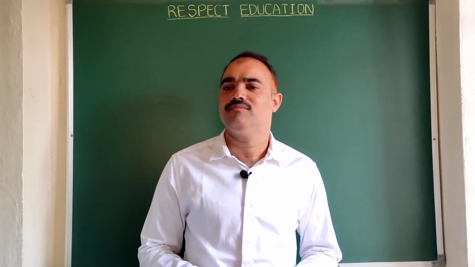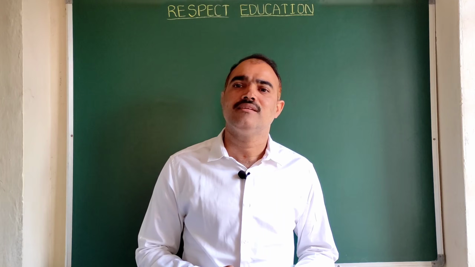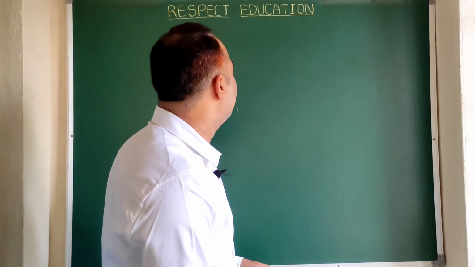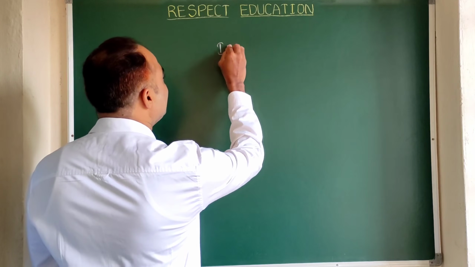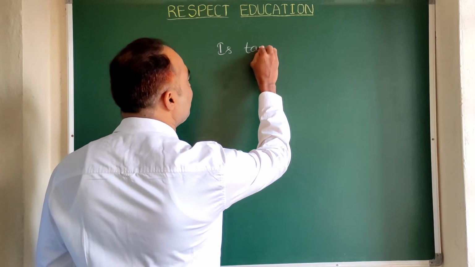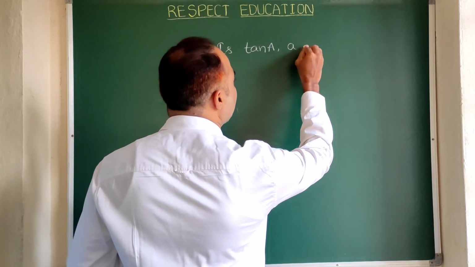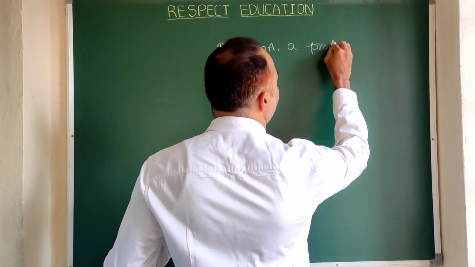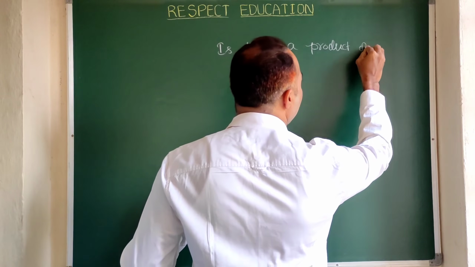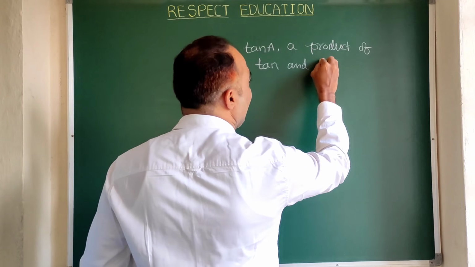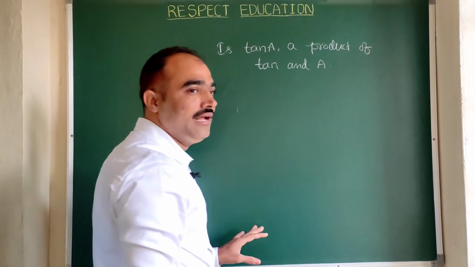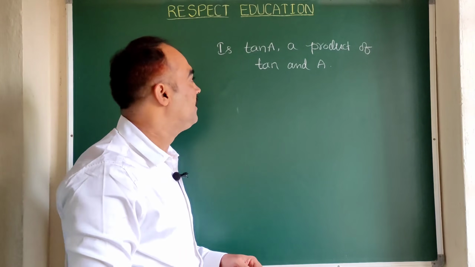Okay, ask now. Is tan A a product of tan and A? Okay, let us see here. The doubt is, is tan A a product of tan and A? Tan and A. Let us see here how far it is true.